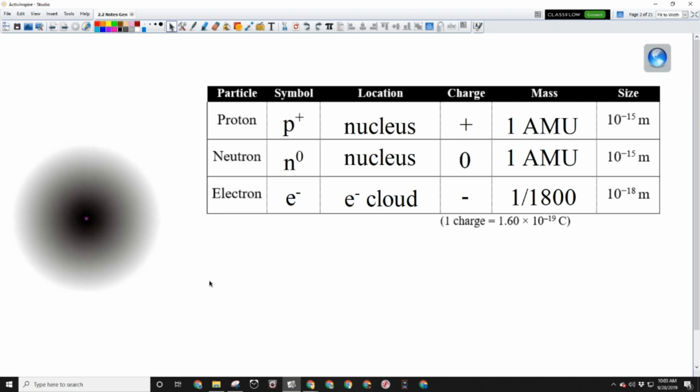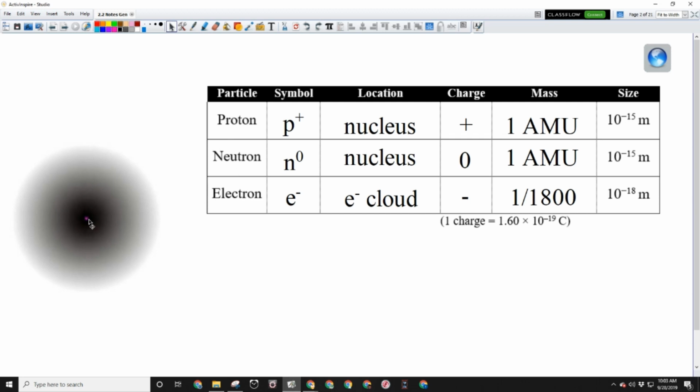This is going to be a review for many of you. You should have learned this in the 8th grade, and we talked about it some last week. So the subatomic particles of an atom are the protons, neutrons, and electrons. And here is an illustration of an atom.